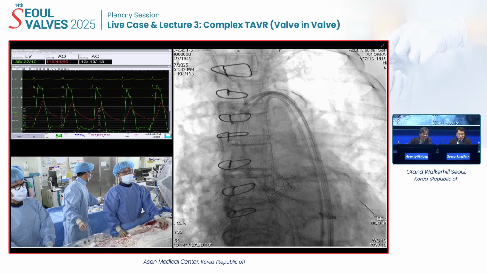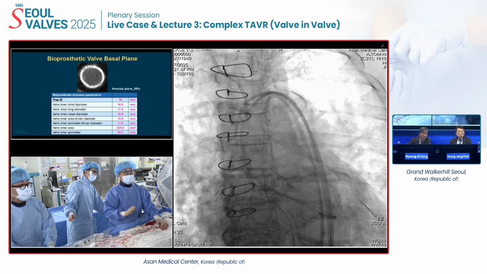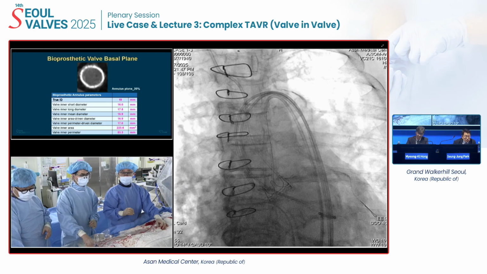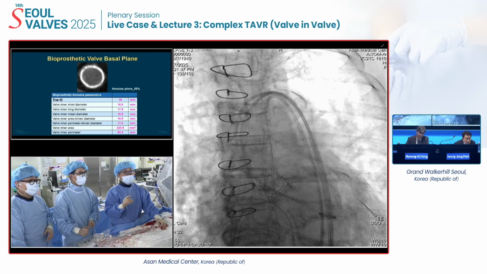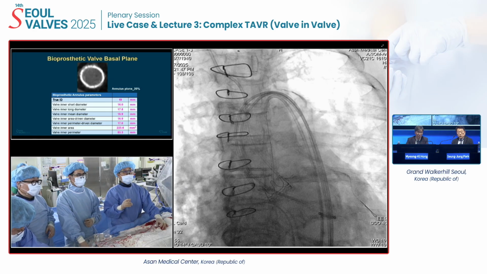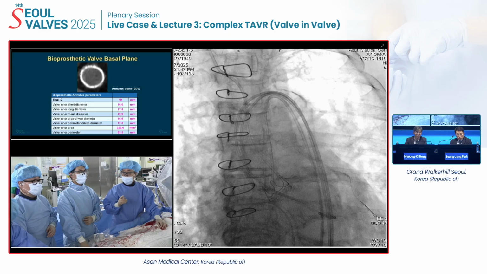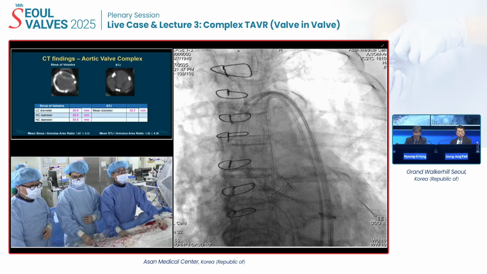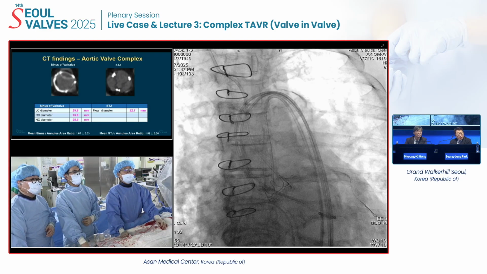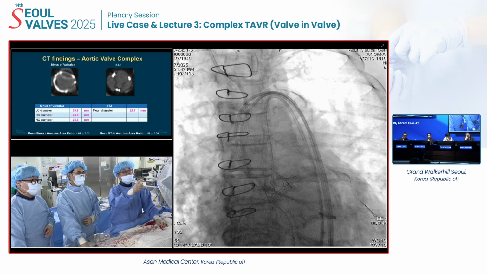At the planning of the valve-in-valve procedure and the TAVR, CT planning is so important, and we measure the ID and the character of the surgical valve. Also, in the valve-in-valve procedure, one of the critical points is the exact assessment of coronary risk plane. The next one. So the aortic valve complex and this shows the size of the Valsalva and the size of ST junction. And next one.